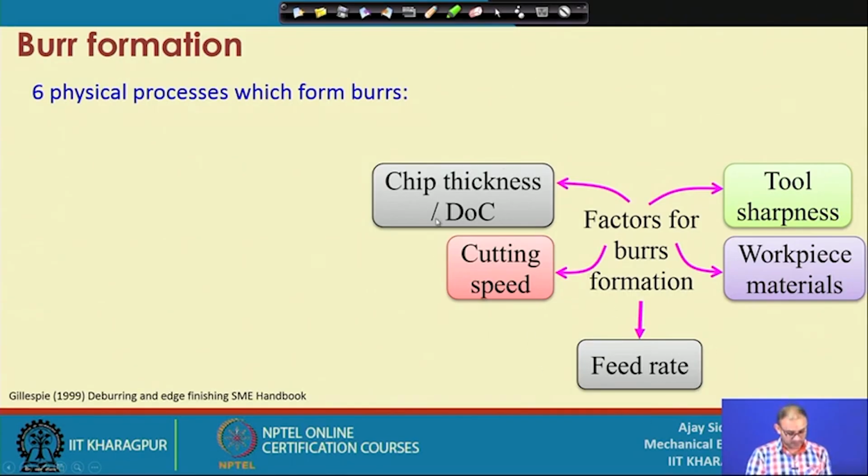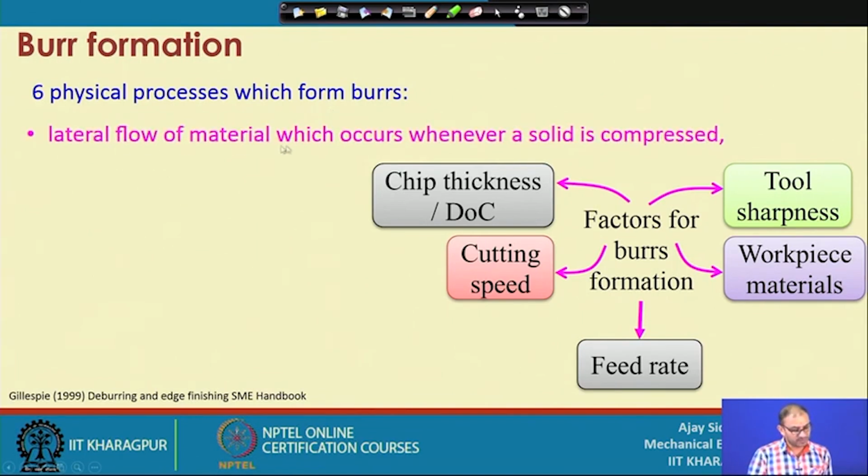So, from this we can understand that speed, feed and depth of cut are always present for any type of optimization or any type of material removal, because these are the three parameters which are required to be set perfectly or optimized in such a way that you end up with a smaller amount of defects, and burr is one of the defects by which you are not able to use the part directly after machining. You have to go through post processing operations. So, what are the 6 physical processes which form the burr?